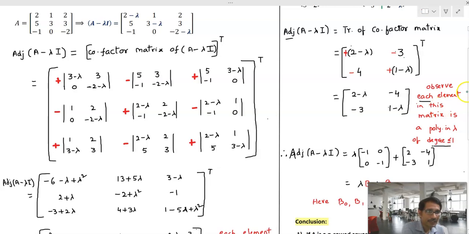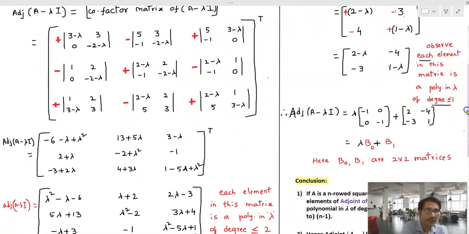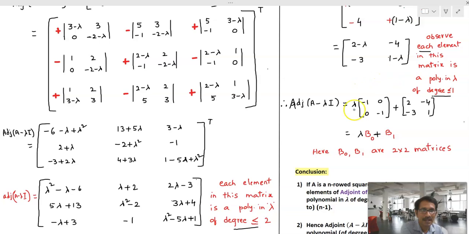And then the next point is, how can you write this matrix? I write this matrix as lambda into something. So lambda into, what are the coefficients of lambda here? Minus 1; no lambda term here, so 0; here also no lambda, 0; and here the coefficient is minus 1. Plus the remaining constants 2, minus 4, minus 3, 1.